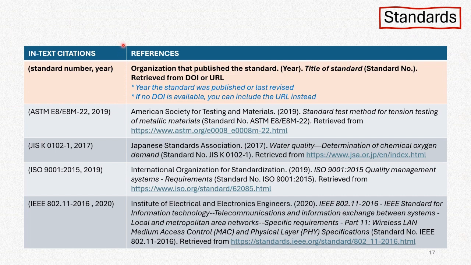To cite a standard in the text, you need to write the standard number followed by year. For its reference, you must follow this order. First write the standard organization name followed by year, and then write the title of the standard, and then the standard number in parentheses. Finally, write the words "Retrieved from" before you provide the URL or DOI. These are a few examples of how to cite standards from different organizations.